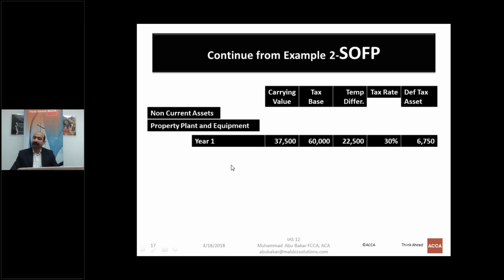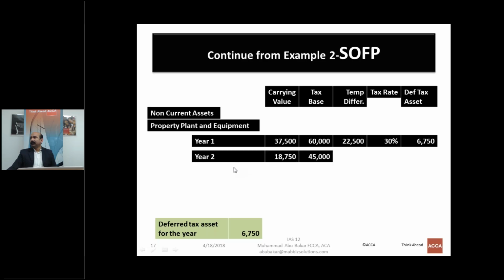Applying 30%, this will give us the deferred tax. And we saw in the income statement, you can see in green 6750, because this is the first year of this asset, assuming there is no other adjustment. So both will be equal. But in year 2, this is the difference. So this will give us 7875. 7875 is the cumulative figure, which is if you add 6750 and 1125.